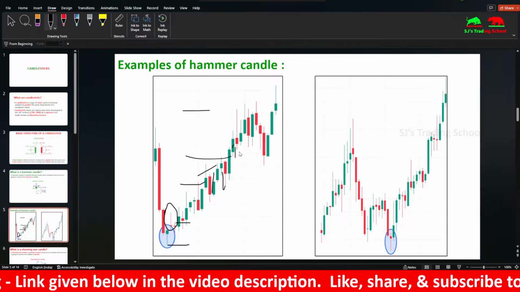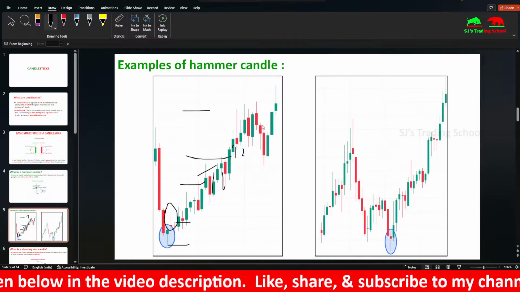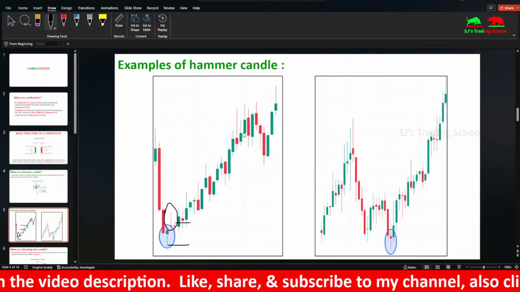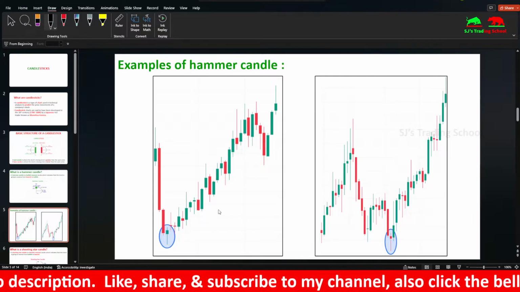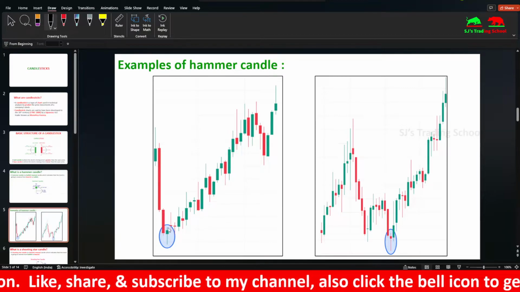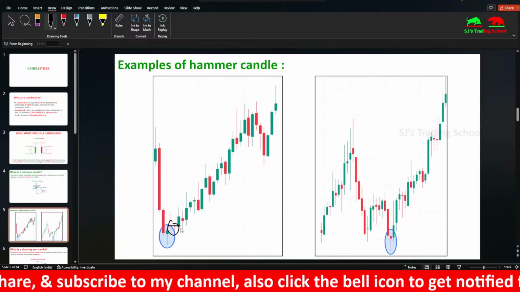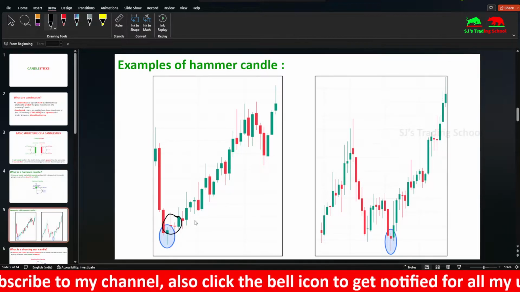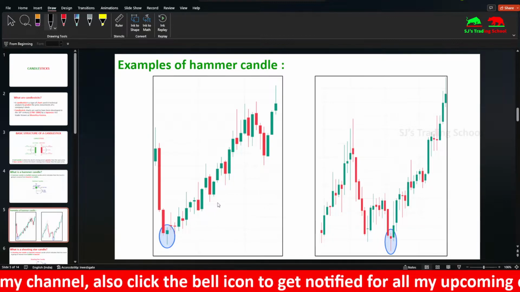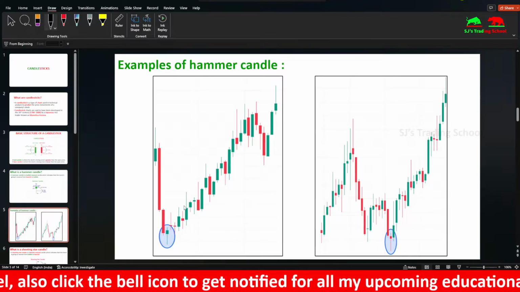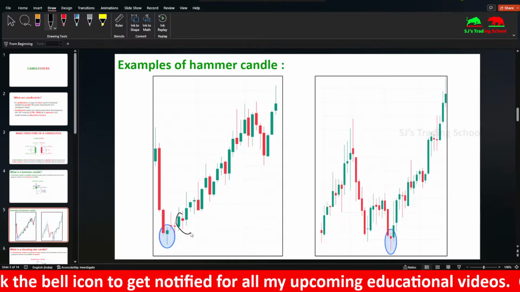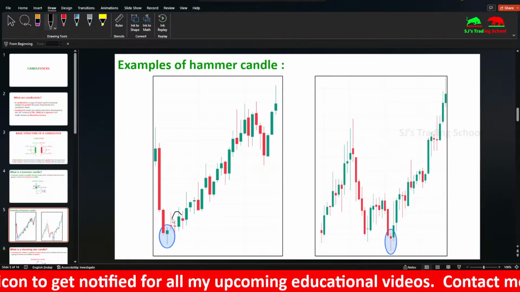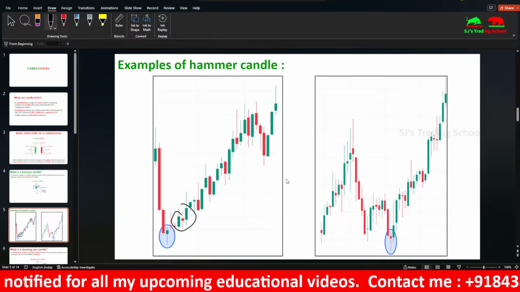Target 1, target 2, target 3, like that you can keep. So you should look for whether there is a previous support or not. If there is a support, you can take the entry once the next candle breaks. If there is no support, you can wait for the next candle to close above this candle, and then you can take the entry. You can see the next candle as a bullish candle, for comfort or for better reliability.